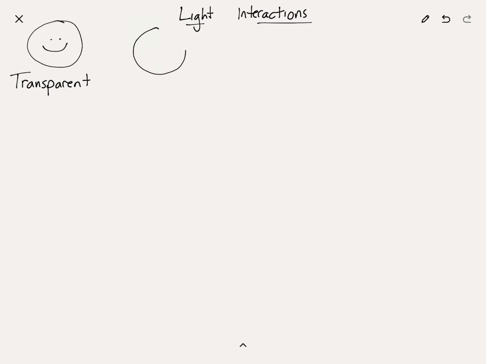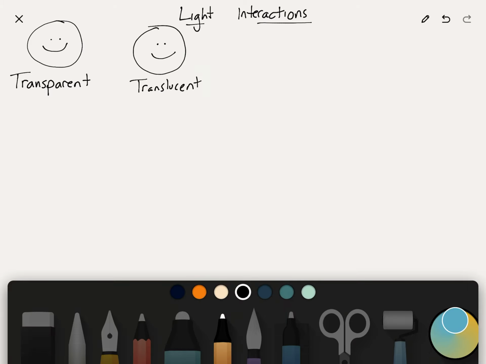Something that is translucent, you can somewhat see through it. Okay, we'll give this a little bit of a watercolor. Okay, so you can kind of see through it. It's kind of blurry, but you can still kind of tell that it's there.